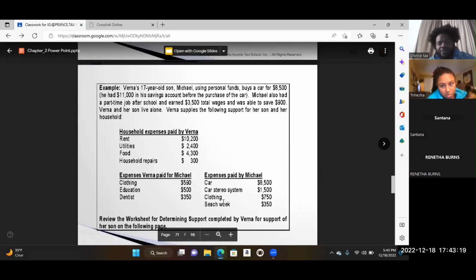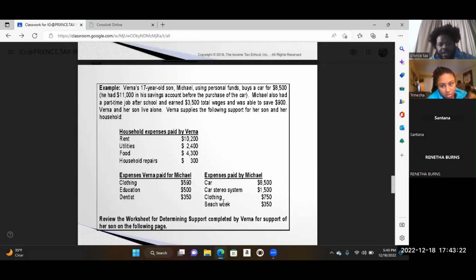All right, this example is kind of cool. I'm going to just read it out. Example: Verna's 17-year-old son Michael, using personal funds, buys a car for $8,500. He had $11,000 in a savings account before he purchased the car. Michael also had a part-time job after school, earned $3,500 total wages, and was able to save $900. Verna and her son live alone. Verna supplies the following support for her son and her household. All right, so Michael is Verna's dependent.